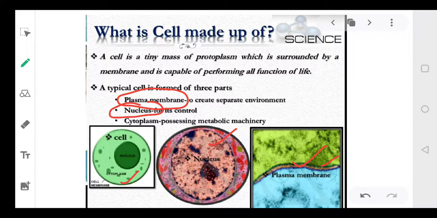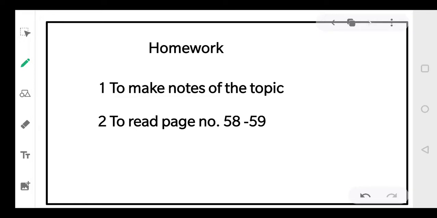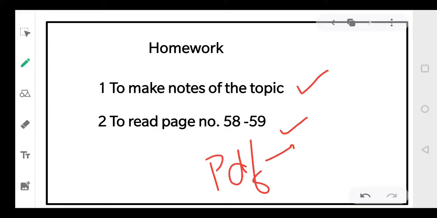Very well. So you will draw the diagram also. Beautifully you will draw diagrams, and you will use blue sketch pens for headings and for drawing the lines between the answers. Okay, dear students? So this will be your homework for today. You will make notes of this topic and you will read page numbers 58 and 59. I am sending you the PDF also, PDF of this chapter, chapter number 5, so that if you do not have a book, you can download this PDF and go through it. Okay, dear students? Bye everyone.